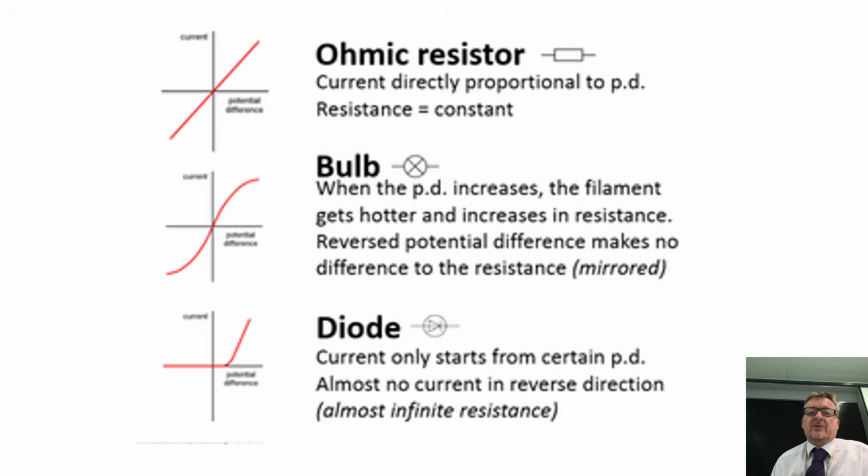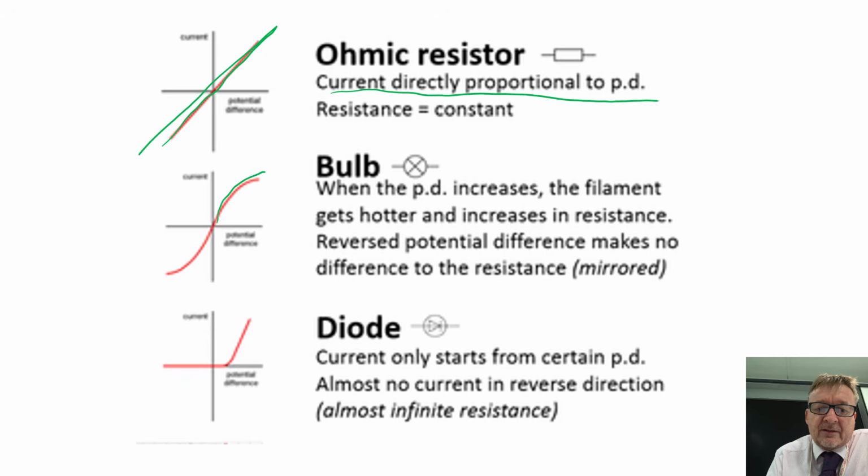Now, what you've actually found out. For an ohmic resistor, the current is directly proportional to the potential difference. It is your straight line. So as the potential difference goes up, the current goes up by an equivalent amount. With a bulb or a filament lamp, when the potential difference increases, the filament gets hotter, and if it gets hotter, it increases the resistance. So therefore you get the S shape. Because the resistance changes, you then get a curve. If you swap around the potential difference, you get a mirror of it.